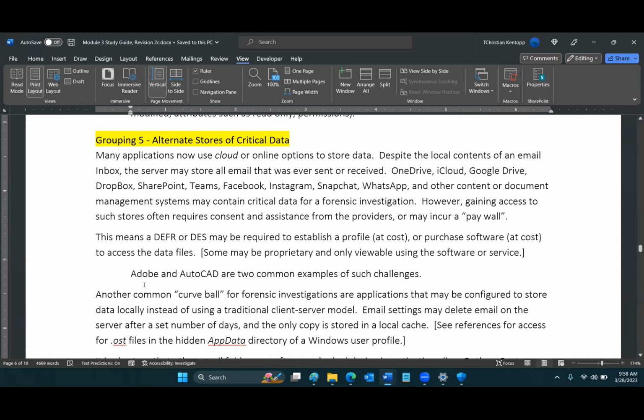And examples of this include Adobe or AutoCAD, right? So I'm talking about subscription basis for the software. And in order to access some of your stuff, guess what? You may need to maintain your subscription under certain circumstances, right? The big $64,000 question is, do you as an incident handler have access to your own applications that would enable you to lay hold of those cloud or online options?